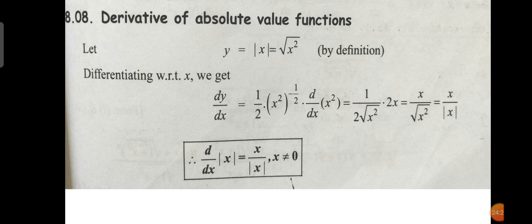So the derivative of the absolute function, d by dx of modulus of x, is x by modulus of x, when x is not equal to 0. x should not be equal to 0. Okay, this is the absolute function derivative.